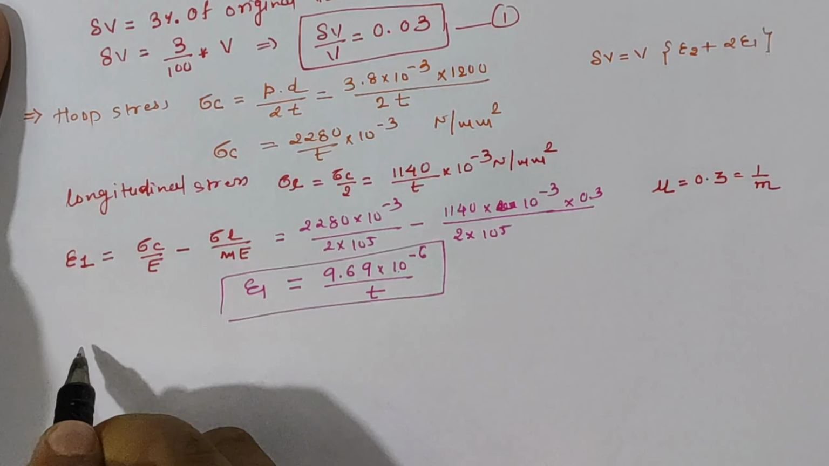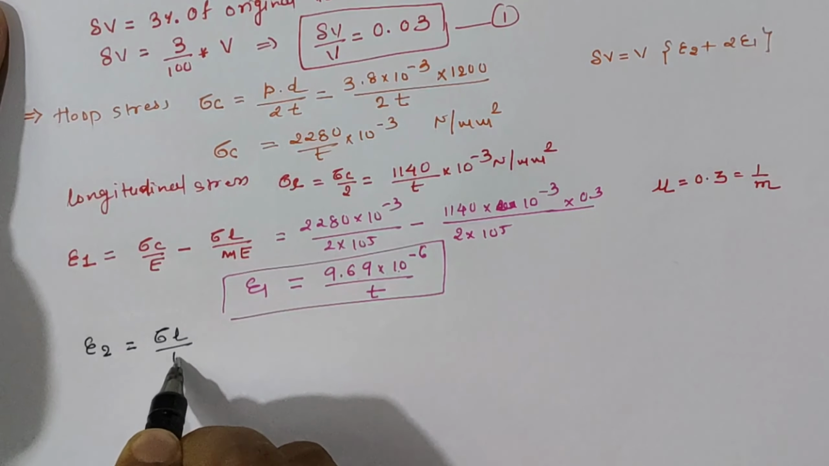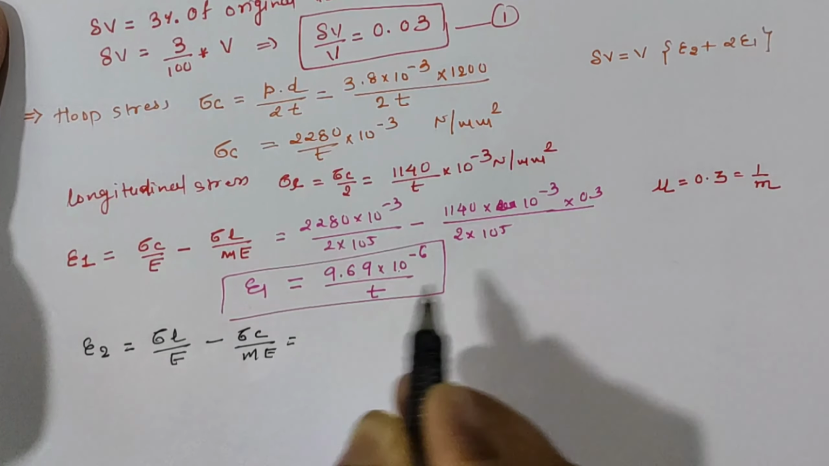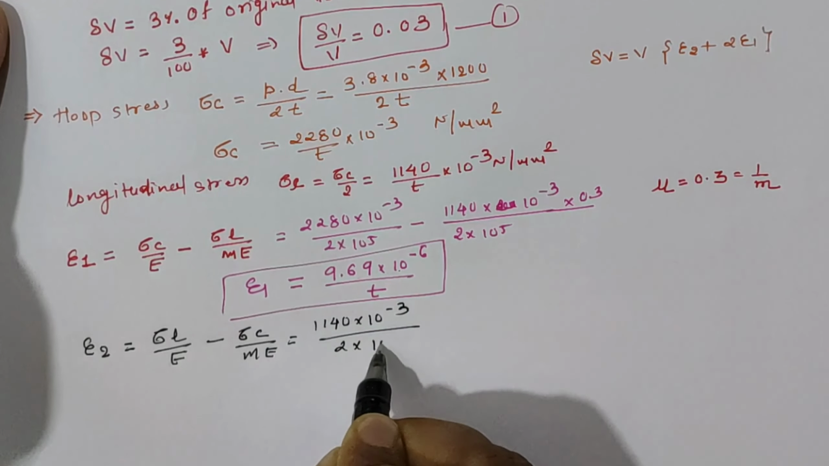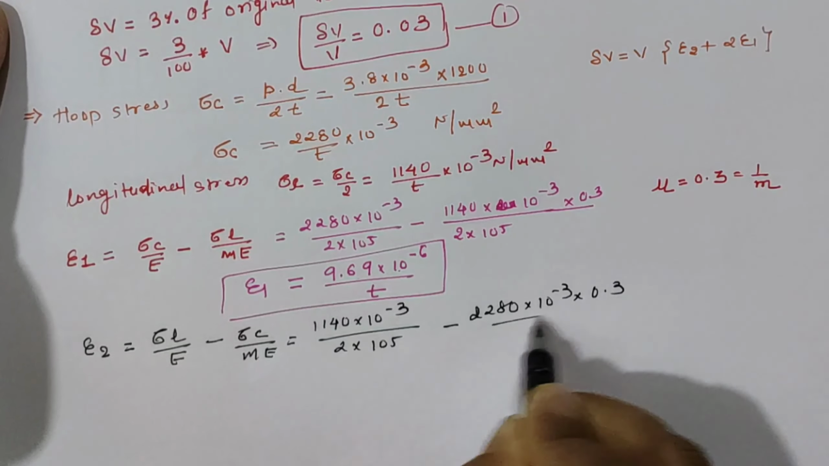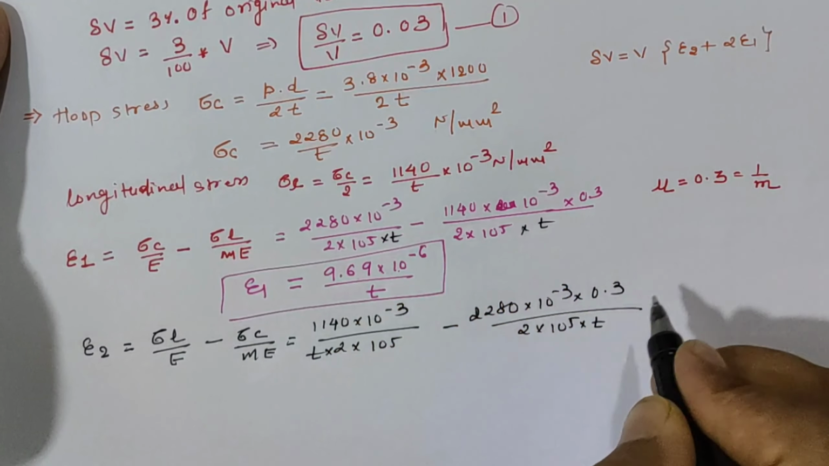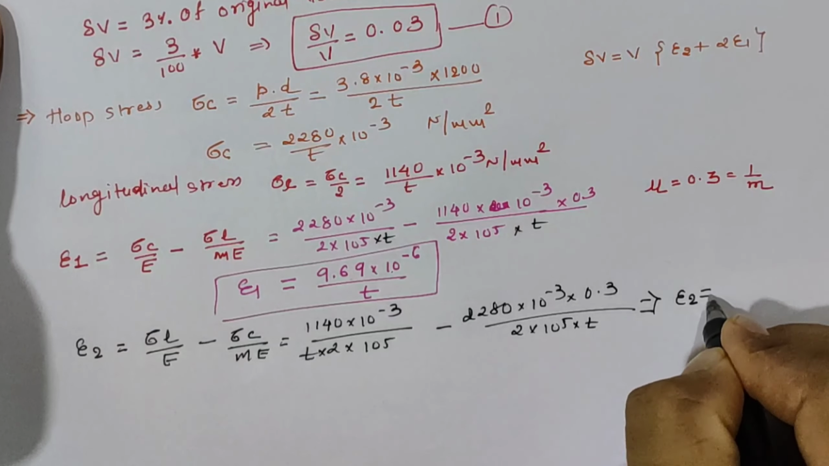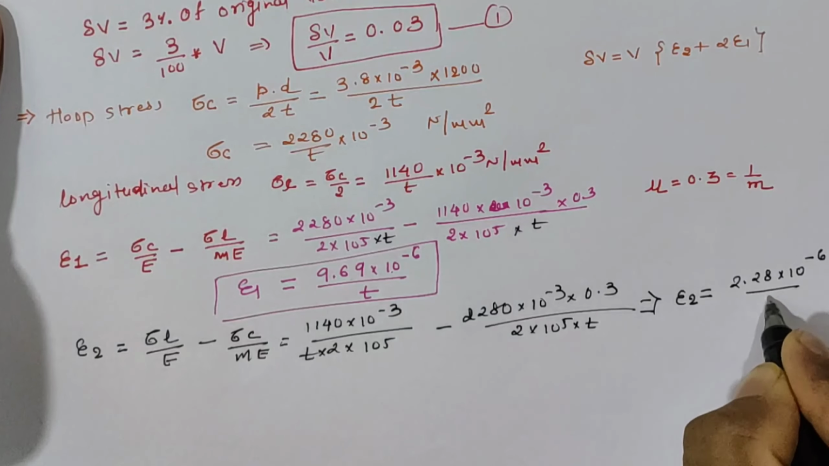Similarly, if we calculate the value for E2, then the equation is sigma L by capital E minus sigma c by m E. Now putting all the values, our value for E2 is equal to 2.28 into 10 raised to minus 6 by t.